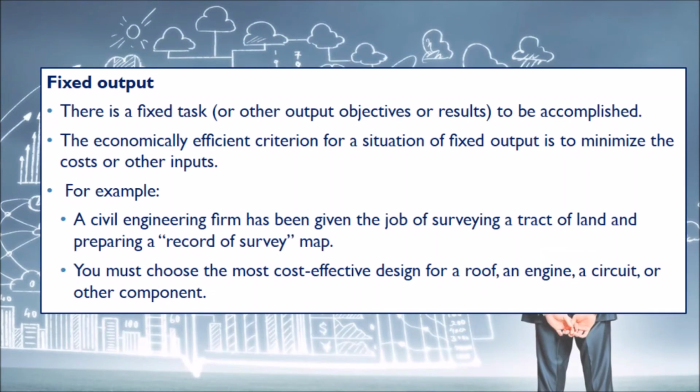Fixed output. There is a fixed task to be accomplished. The economically efficient criterion for a situation of fixed output is to minimize the cost or other inputs. For example, a civil engineering firm has been given the job of surveying a tract of land and preparing a record of survey map. Another example, you must choose the most cost-effective design for a roof, an engine, a circuit, or other component.